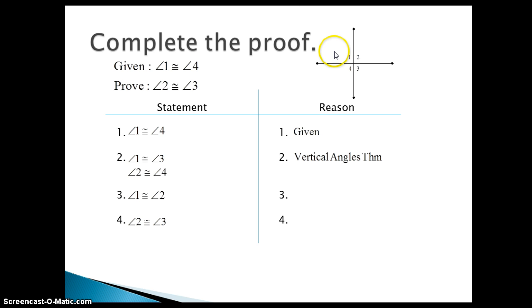Then we know 1 is congruent to 2. Well, why would that be? Well, I know 1 is congruent to 4, and 4 is congruent to 2, therefore 1 is congruent to 2. That is the transitive property. And finally, I know 2 is congruent to 3, which is our final statement we want to prove. And I can say this because, again, I know 1 is congruent to 3, and 2 is congruent to 1, therefore 2 is congruent to 3. Again, using the transitive property.